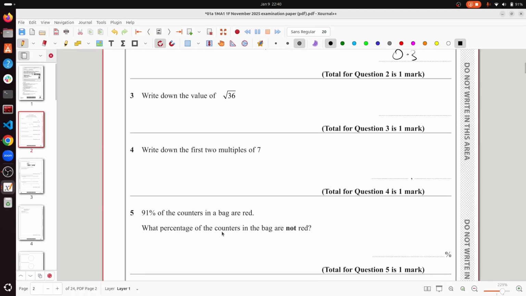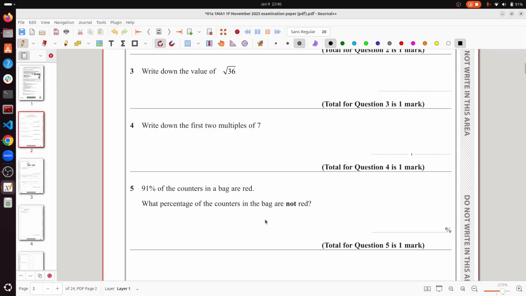The third one says write down the value of root 36. So what this means is, what number multiplied by itself gives you 36? Those are your squared numbers. That is 6, because 6 times 6 gives you 36. So in this, you're expected to know your squared numbers.